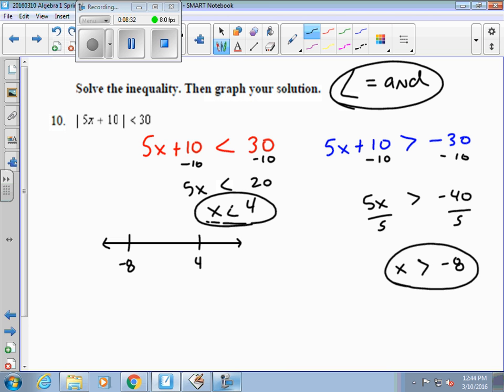So the first one says x is less than 4. Less than 4 is an open bubble, and everything's going that direction. That's what less than means. The other one says x is greater than -8. Again, greater than is an open bubble because it's not or equal to. Greater than is everything going that direction. You can see the overlapping area between -8 and 4. That's the graph that goes with it.